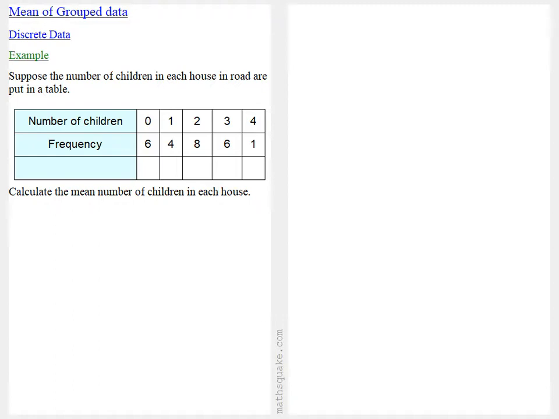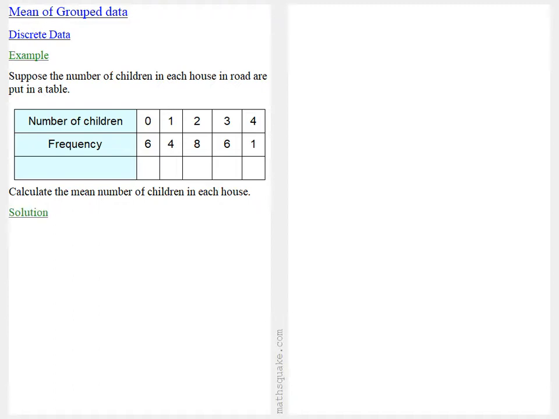The number of houses with 1 child in it is 4. The number of houses with 2 children is 8. The number of houses with 3 children is 6. The number of houses with 4 children living in it is 1. And we're asked to calculate the mean number of children in each house.